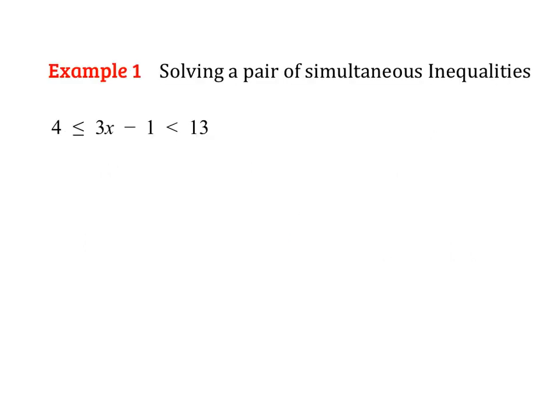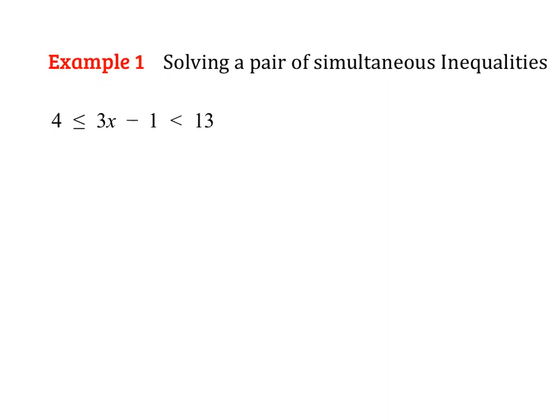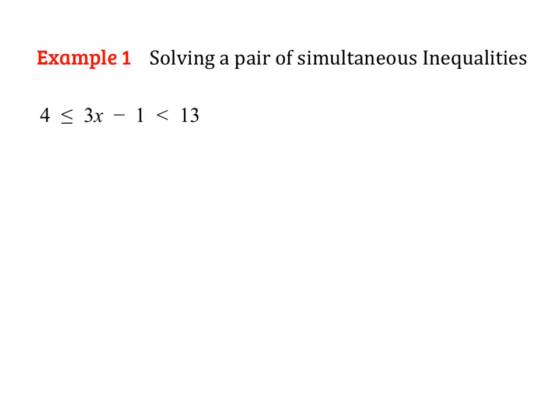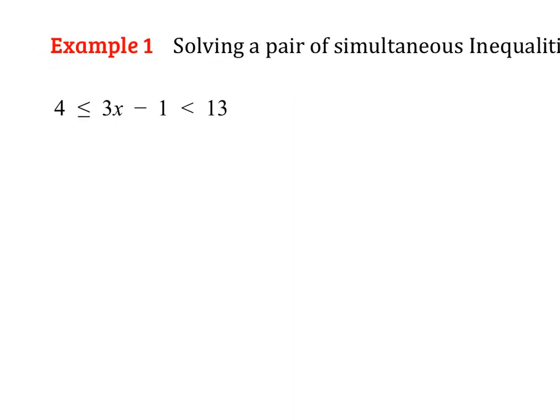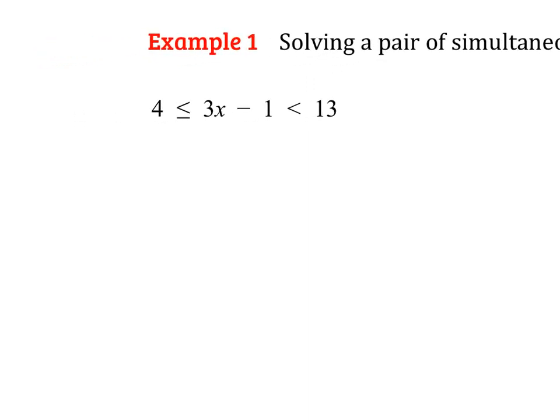Okay, so now we're going to talk about how to solve different types of inequalities, and we're going to start with solving a pair of simultaneous inequalities like this. Really, we can just use our inverse operations. If I were trying to isolate x, I would add 1, but instead of adding 1 on both sides, I'm going to actually add 1 on all three sides like this.